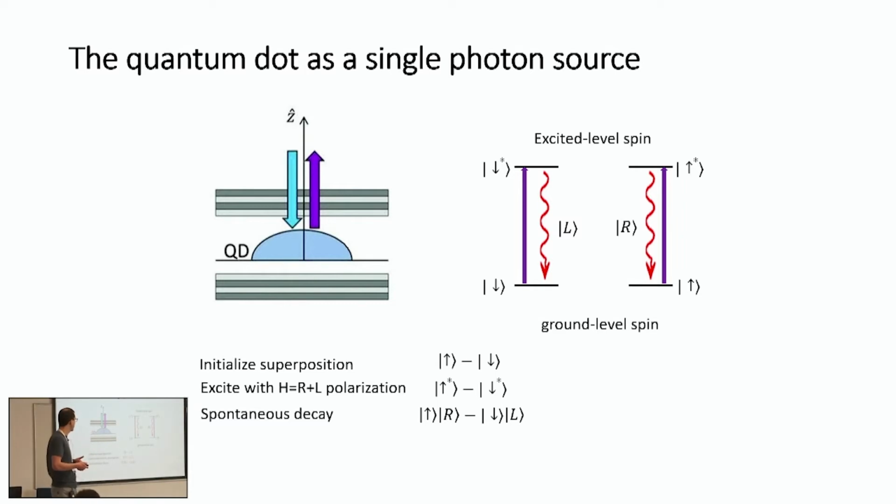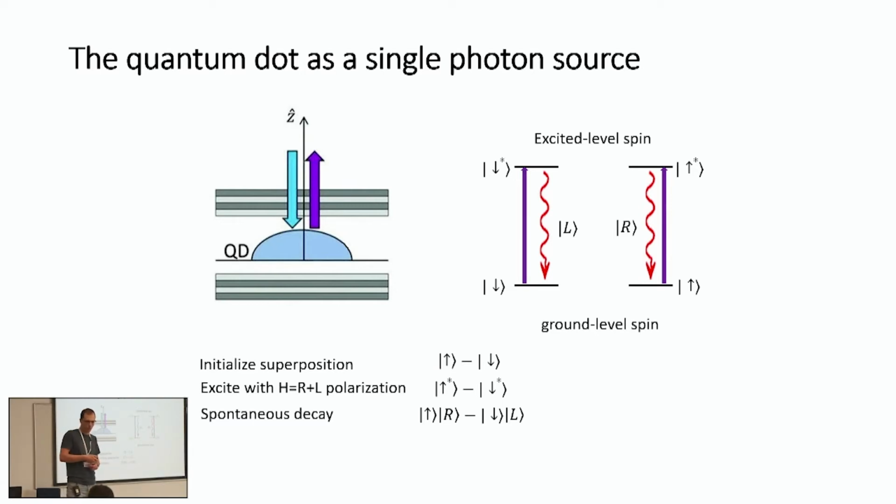So the protocol for generating an entangled state is as follows. Sorry, let me mention that each such ground level spin also has an excited level spin, which is just adding an additional electron-hole pair to this occupation. And a very important thing is that these two states are coupled with the optical transition, which obeys selection rules of circular polarization. It means that the down ground level spin will couple to the excited down spin via left-handed polarization, and the up spin will couple to the up excited with R polarization.